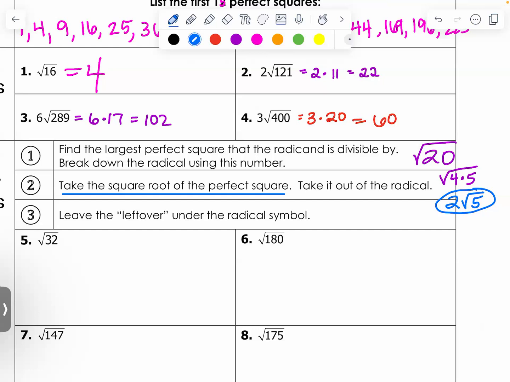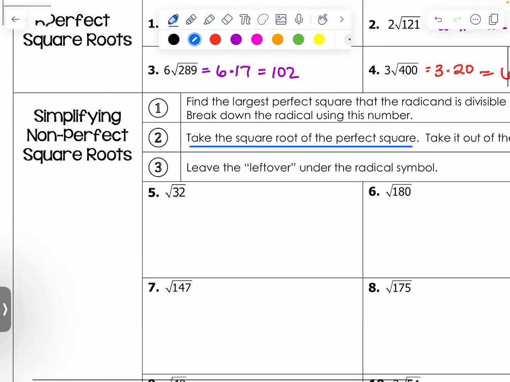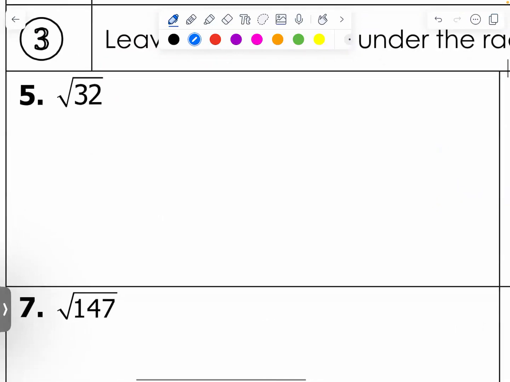Okay, so the goal would be to find the largest perfect square. Okay, if you get down to here and it's still not simplified, then you got to keep going. Okay, but if both of these are perfect squares, that means this is a perfect square and you've done more work than you need. Okay, so let's look at number 5.